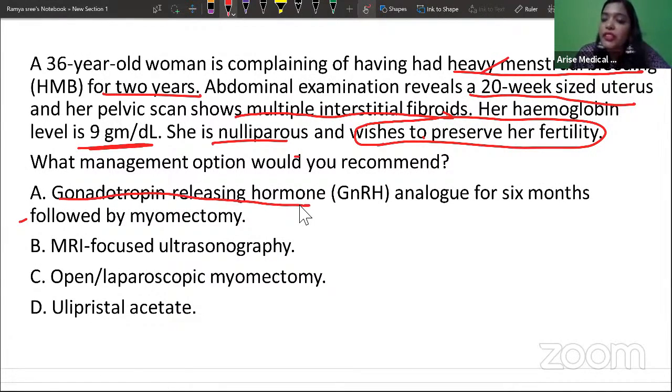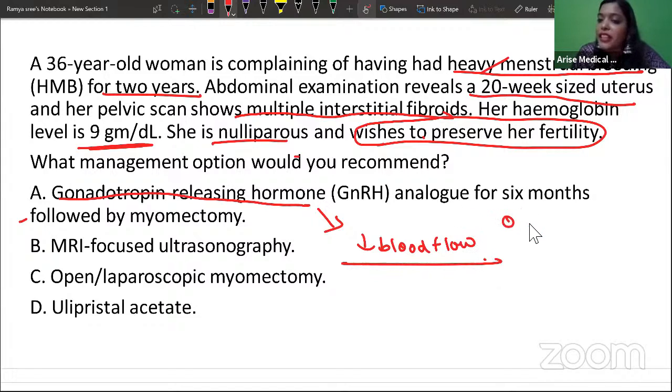What is the advantage of giving GnRH for 6 months? When I give GnRH for 6 months, it will decrease the blood flow to the fibroids. As it decreases the fibroid blood flow, it will shrink the size of the fibroids. As well, it will decrease the blood loss during the surgery. But there's one problem with this. When you give GnRH, the plane of operation is distorted. Okay. So the answer here is A. So you have to go for myomectomy.